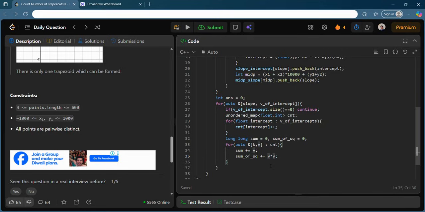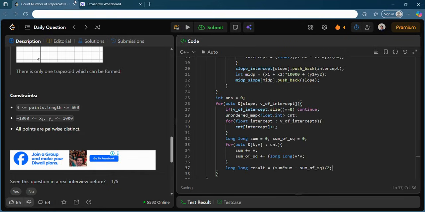Now if the values are long, you might have to typecast it before adding, because v itself is an integer. So you just typecast it to long, and that is all. You will have a result also with you. So long result is nothing but sum into sum, minus sum of square, by 2. I hope this is not difficult to understand.